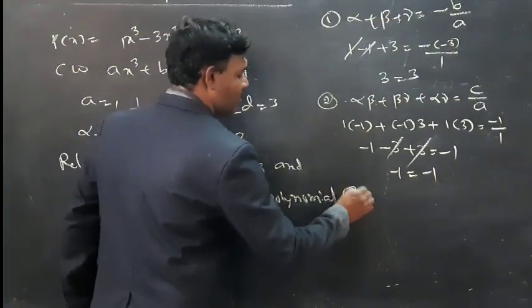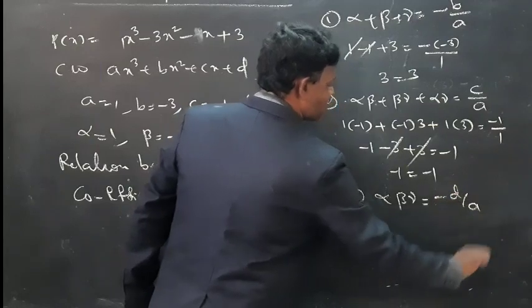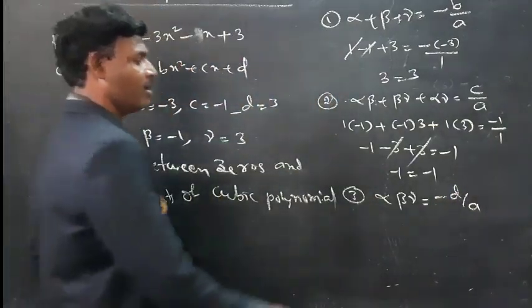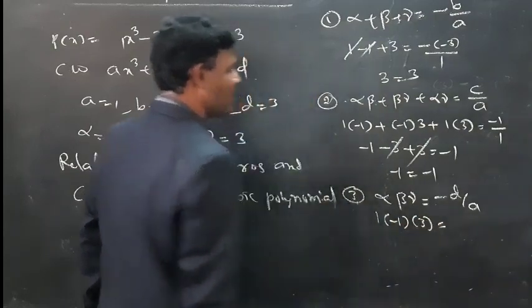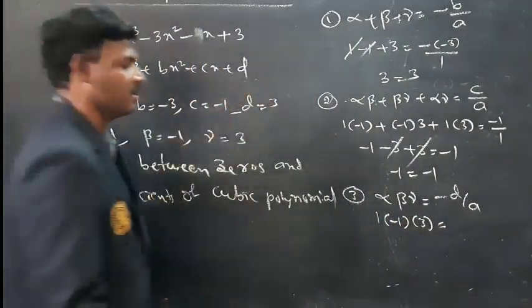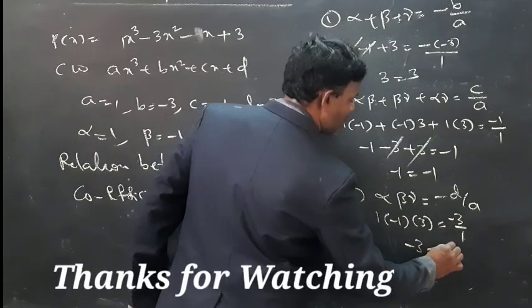What about third relation? Alpha beta gamma is equal to minus d by a. What is the value of alpha beta gamma? 1 into minus 1 into 3 is equal to minus 3. What is the value of d here? 3. So minus d by a is minus 3. So minus 3 is equal to minus 3.